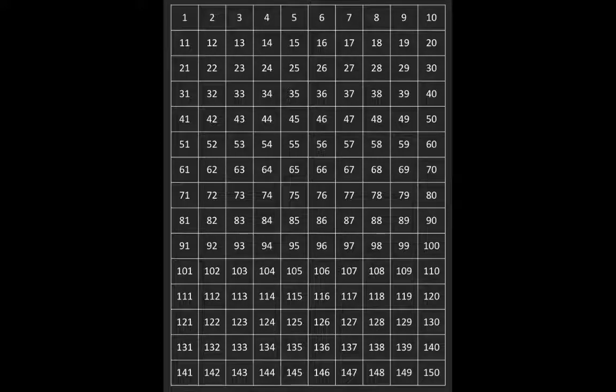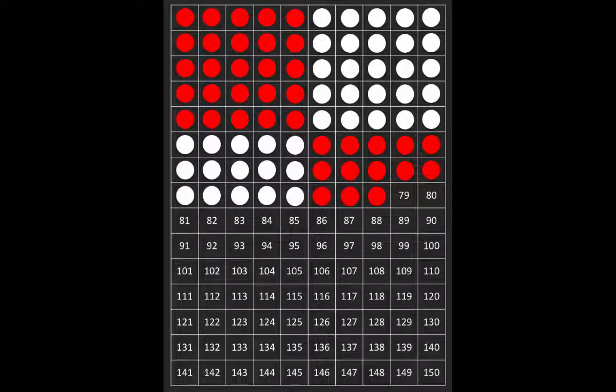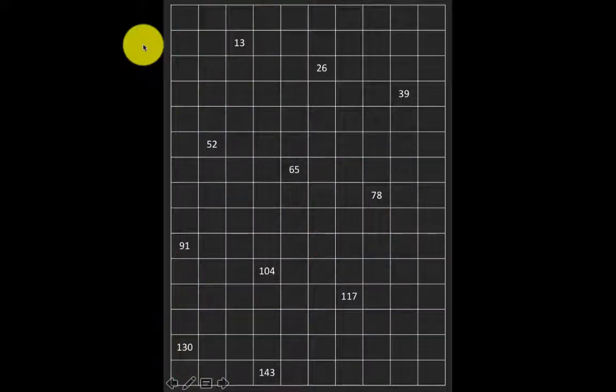Now let's count by 13. 13, 26, 39, 52, 65, 78, 91, 104, 117, 130, 143. By now, it is no surprise that the ones in the multiples of 13 follow the same pattern as the ones in the multiples of 3. Of course, this is because 13 is composed of 10 and 3.